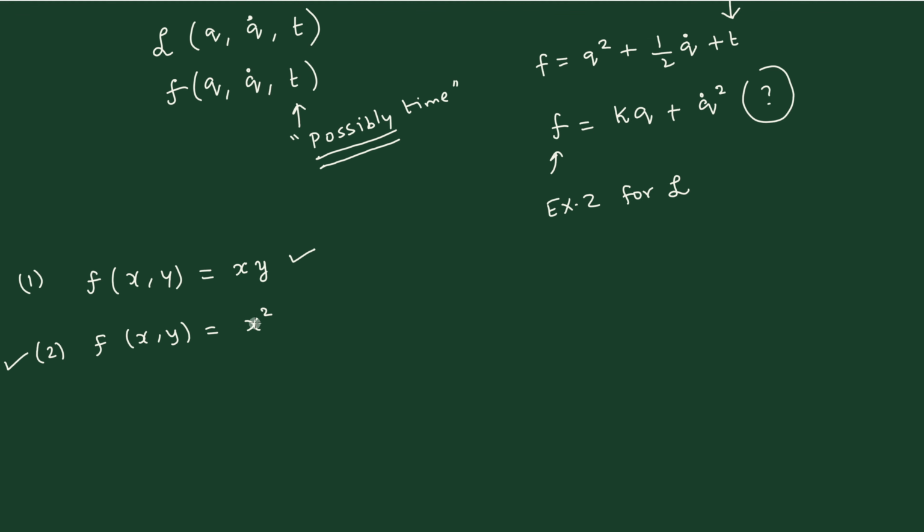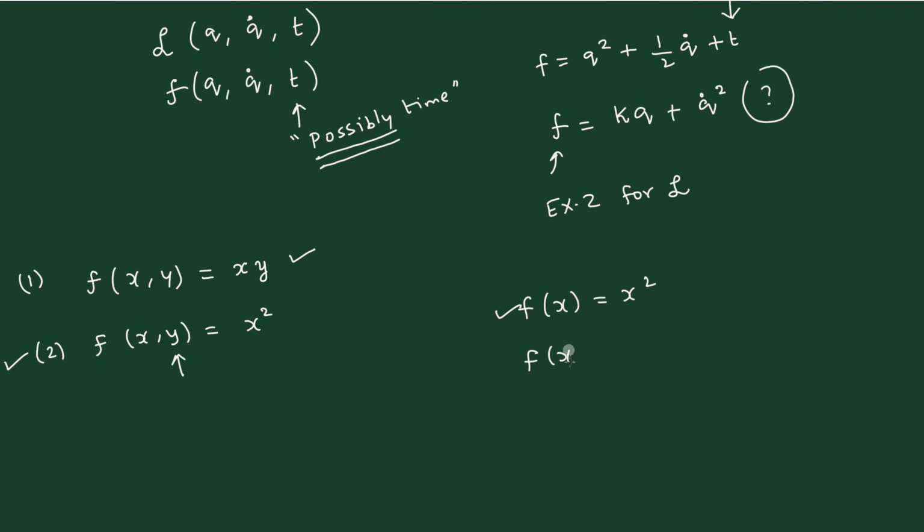There is nothing wrong here. You should not say that y is missing and therefore this y should be removed on the left side. It is not necessary. That is the point I am trying to explain. So for comparison, let me also write down f of x equal to x square, which is also correct. It's a function of x alone.